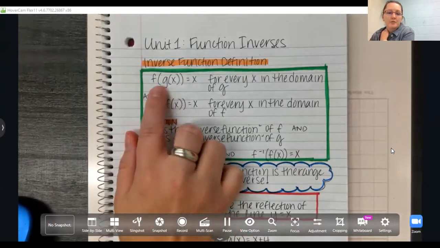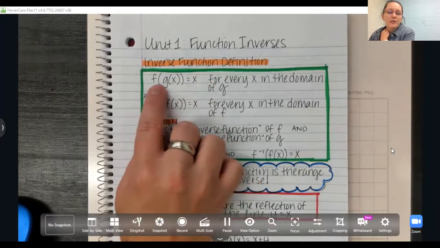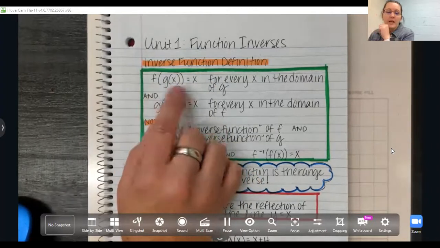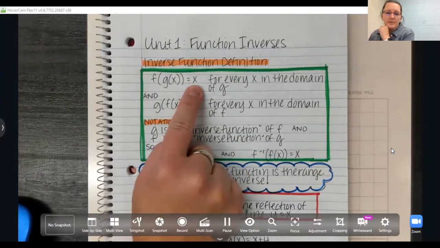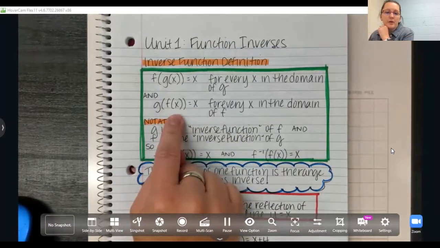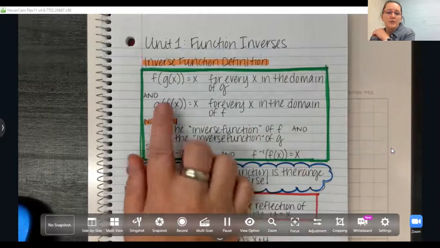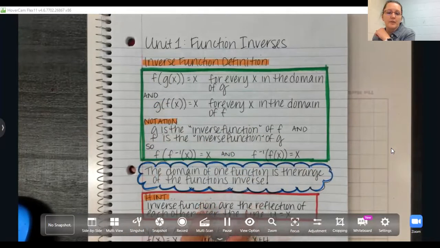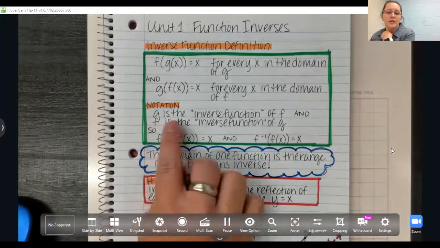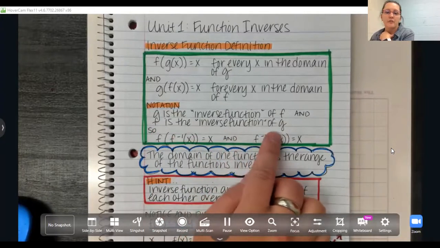This should be recognizable, right? This is a composition of a function. So this is f of g of x, and this is new. If I can do a composition of two functions and my result is x, then they are inverse functions of one another. If I can do this to both f of g of x and g of f of x, and I get x for both compositions, then these two functions are inverses of one another.